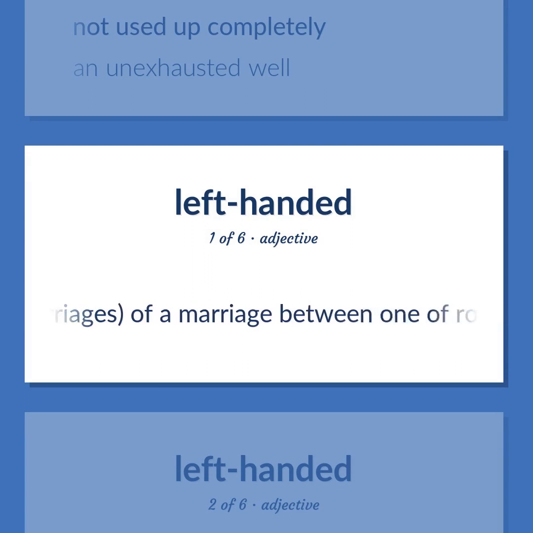Of marriages. Of a marriage between one of royal or noble birth and one of lower rank. Valid but with the understanding that the rank of the inferior remains unchanged and offspring do not succeed to titles or property of the superior.